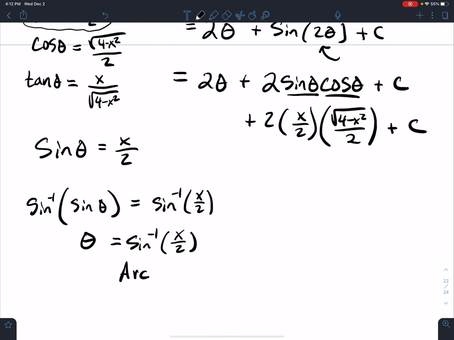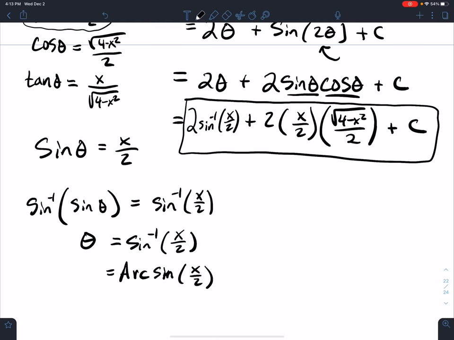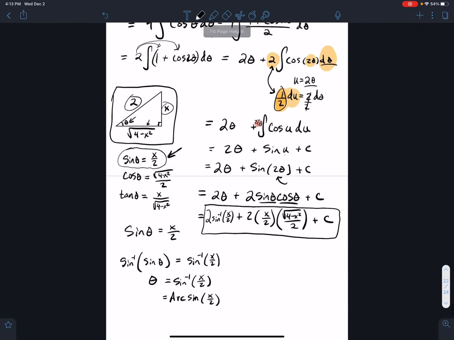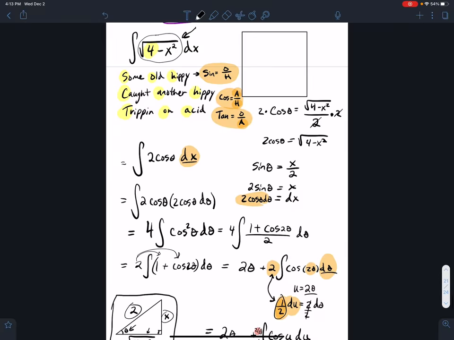So arc sine x over 2 is the same thing as sine inverse. That inverse just means it's an inverse function. Either one of those I'll accept. For your homework, they might tell you to write out arc sine, so you just do whatever the instructions in the problem tell you to do. So the answer is 2 sine inverse x over 2. Kind of a weird solution, but this is a difficult problem.